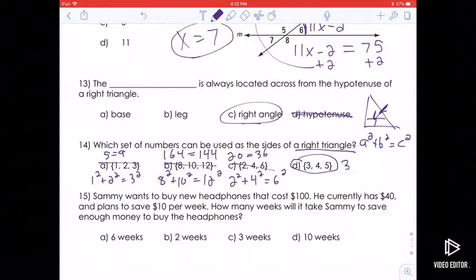But let me just show you, 3 squared plus 4 squared equals 5 squared. 3 squared is 9. 4 squared is 16. 25 equals 25. That is true.